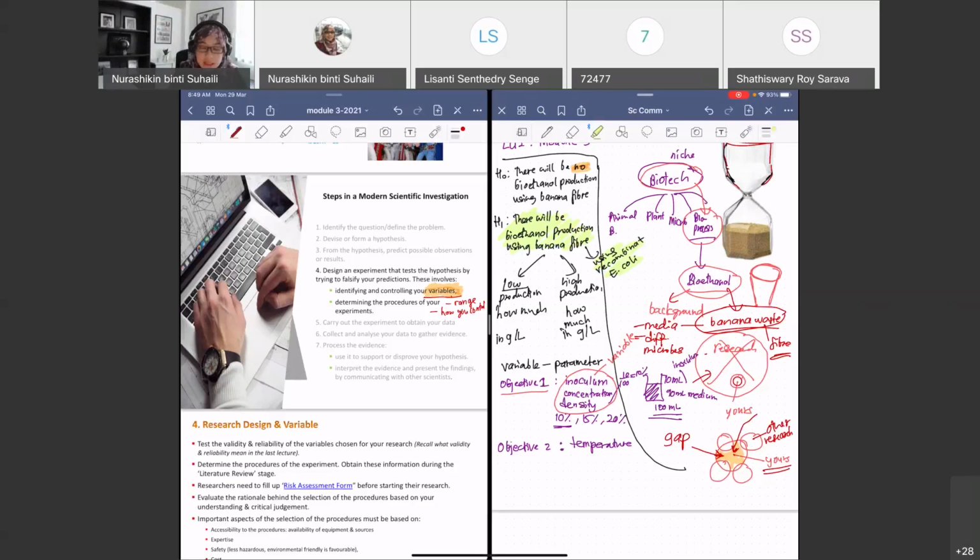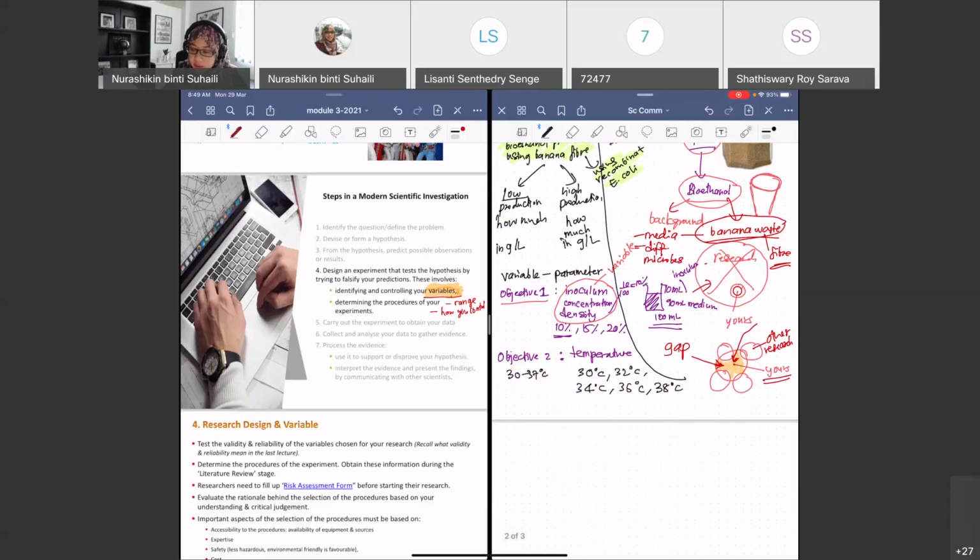So let's say the range is from 30 to 37. That is from your reading. In this work, you want to study specifically, so maybe you vary by 2 degrees: 30 degrees Celsius, 32, 34, 36, or maybe you add another, 38. So now temperature is your second variable. This is variable 2.